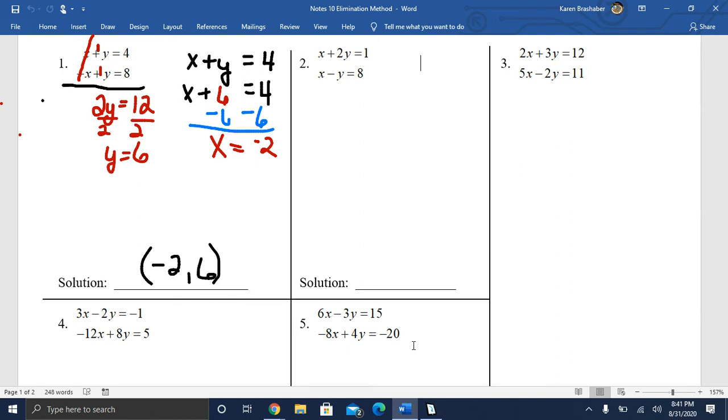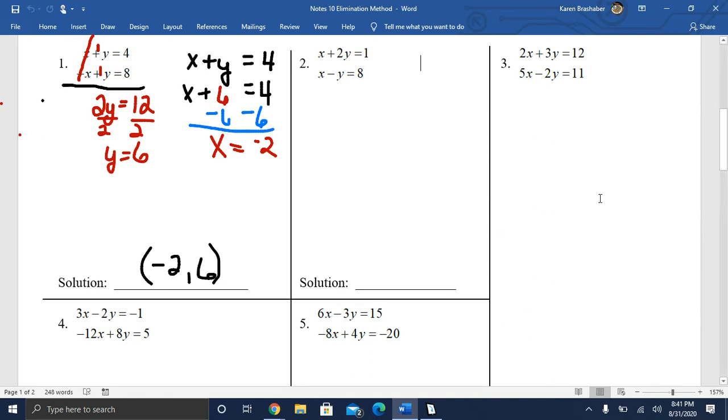And remember that your solution has to make both equations true. So very quickly, negative 2 plus 6 would equal 4. And then the negative of negative 2, that would be positive 2, plus 6 would equal 8. So it makes both equations true.